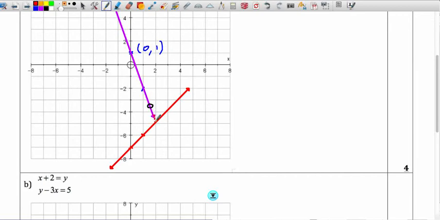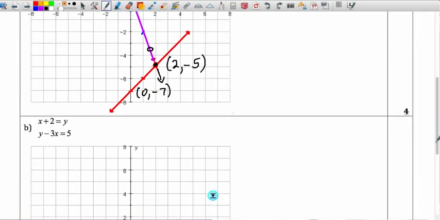And I'm just going to artificially extend that. I should have made that a little bit longer, but now we can read off our intersection point. This time is going to be at 2 and minus 5, and this gives us our solution, and I'll label this one correctly this time, 0, minus 7.